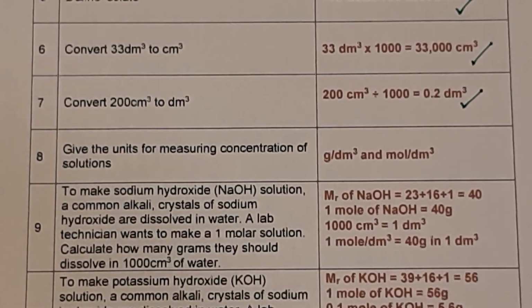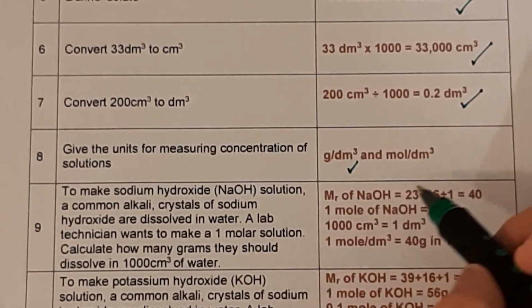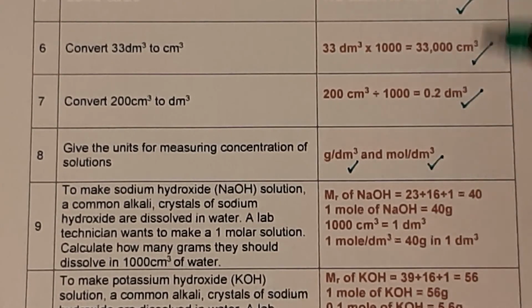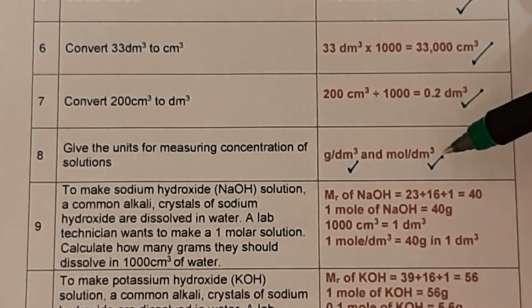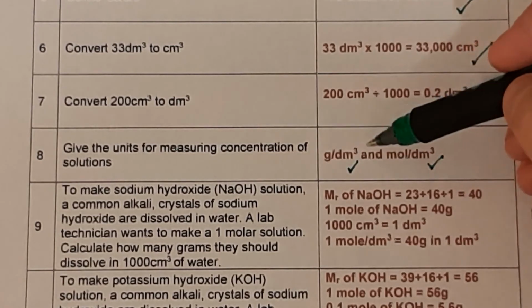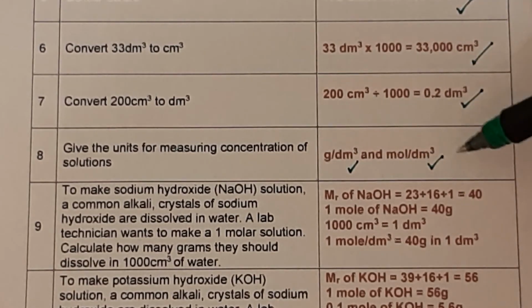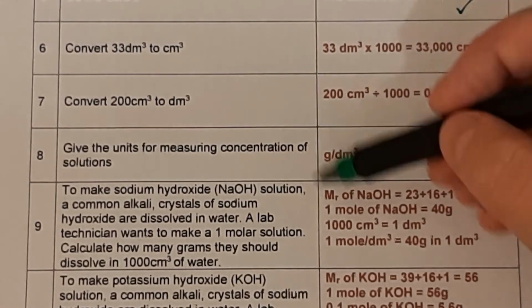Question 8, give the units for measuring concentration of solutions. So that's grams per decameter cubed and mole per decameter cubed. Those are the main ones we use, and if you have to pick one, I always recommend using those, so per decameter cubed. Occasionally people will use grams per centimeters cubed and moles per centimeters cubed, but these are better and these are the preferred option.